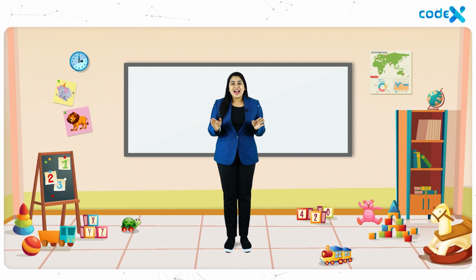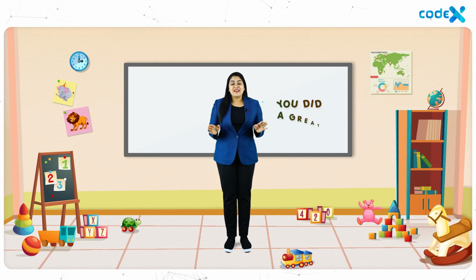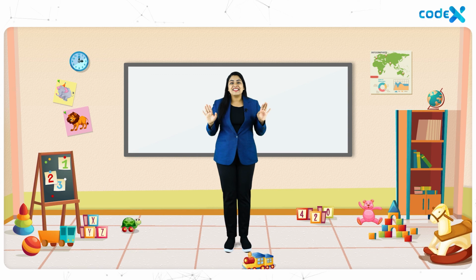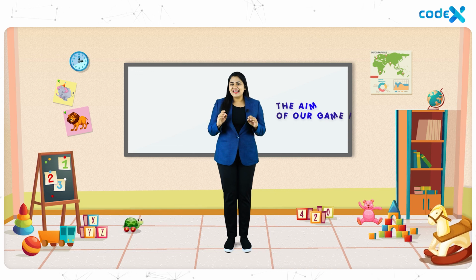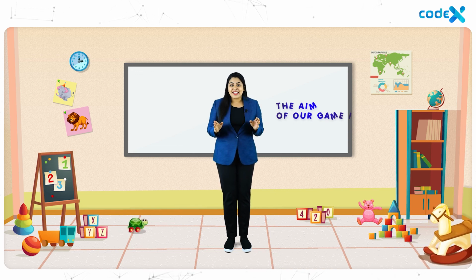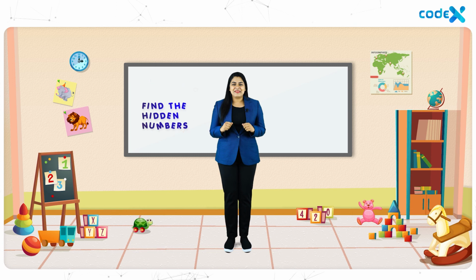Wow, you have done a great job. We finally added 10 different characters to hide these numbers. Now we have to animate these characters such that when we tap on them, they hide and finally reveal the number. As you know, the aim of our game is to? Yes, the aim of our game is to find the hidden numbers.